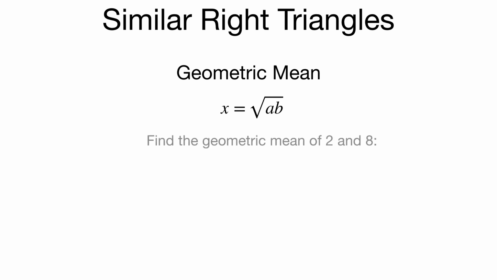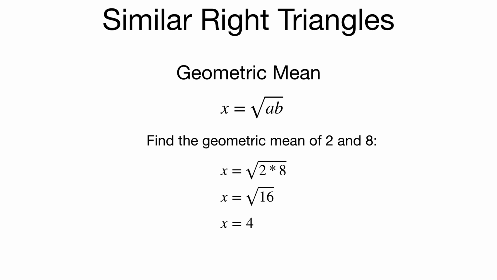We're going to use the geometric mean, and the geometric mean of two numbers is just the square root of their product. So to find the geometric mean of A and B, you multiply them and take their square root. It gives us x, the geometric mean. So if I want to find the geometric mean of 2 and 8, I'm going to multiply them and take their square root. So that would give us the square root of 16, which is 4. So the geometric mean of 2 and 8 is 4.